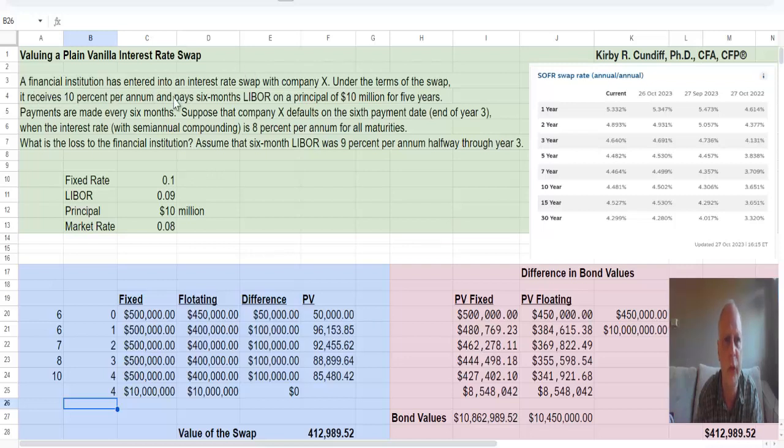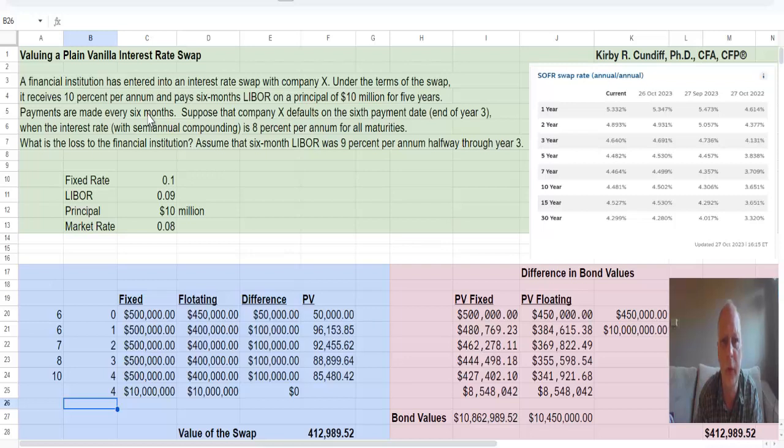A financial institution has an interest rate swap with company X. Under the terms of the swap, it receives 10% per annum and pays 6-month LIBOR on a principal of $10 million for 5 years, initially a 5-year swap. Payments are made every 6 months.